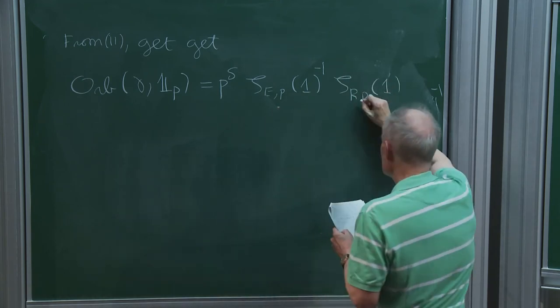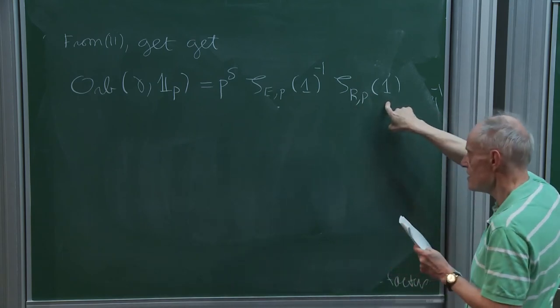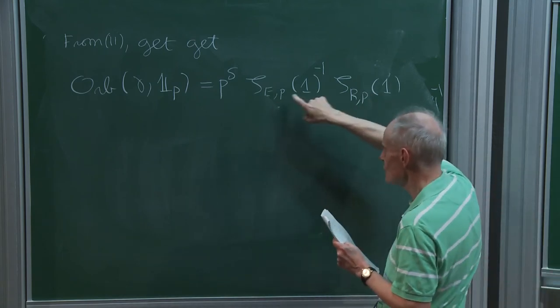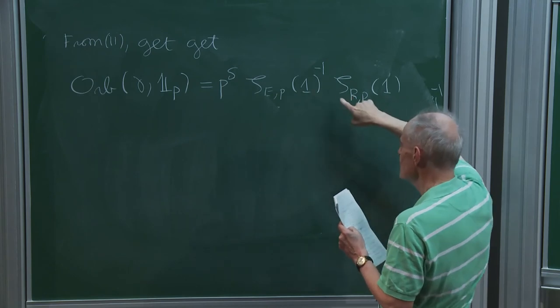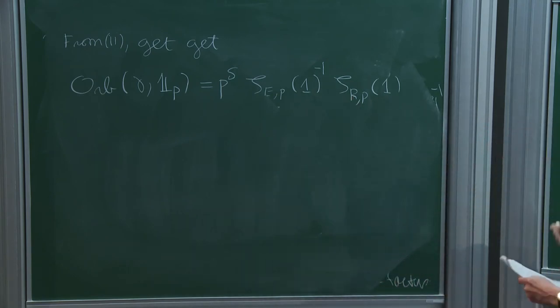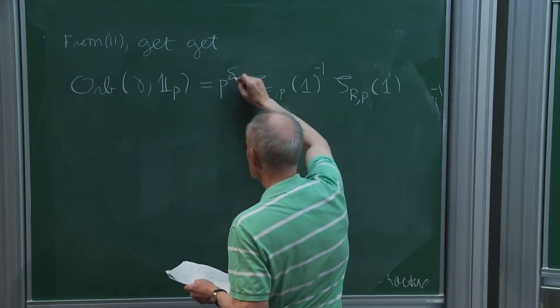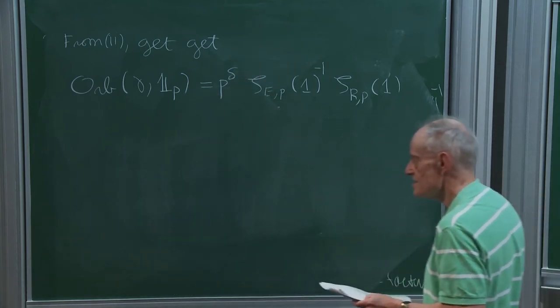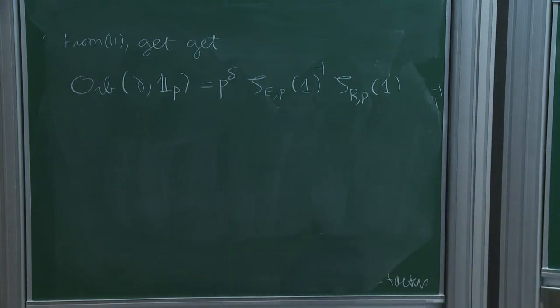This is the Euler factor at 1 for the Dedekind zeta function. This is the Euler factor at 1 for this new zeta function. It's multiplied by this normalizer, and that is the orbital integral. So the orbital integral is basically, at least at value 1, measuring the multiplicative difference between this new kind of zeta function and the Dedekind zeta function.